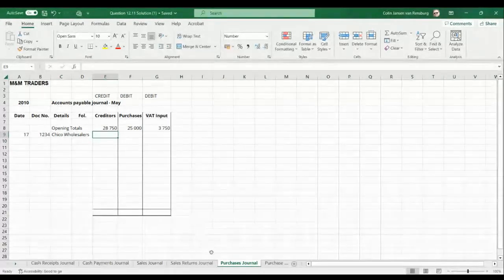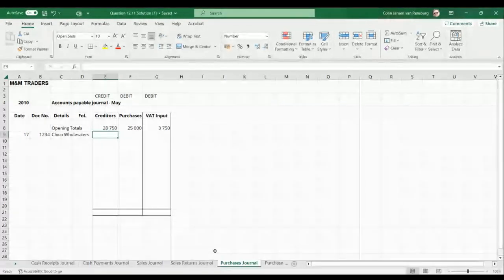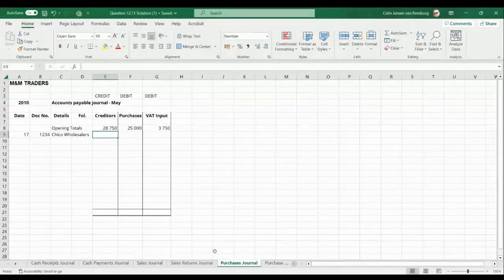Now, hopefully you've still got the question open on your side. So we have made a purchase. So we owe that supplier, Chico Wholesalers, money for this transaction. Now you've got to type for me, please, what do we owe them for that transaction? The way I asked that, you could have typed money. That's not what I mean. How much money? How much do we owe them for that transaction?